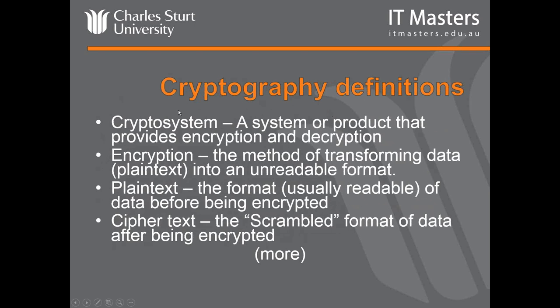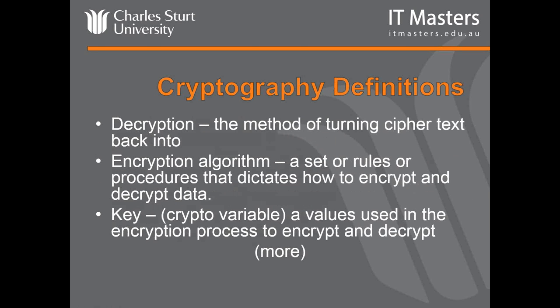Crypto system: all these bits together. Encryption: making our plain text into the unreadable format. Plain text: what we start with. Ciphertext: all the scrambled data, the encrypted stuff. Decryption: turning ciphertext back into what? Who's going to type this one in for me? Decryption: turning ciphertext back into plain text. Very good. Glad you're all listening.